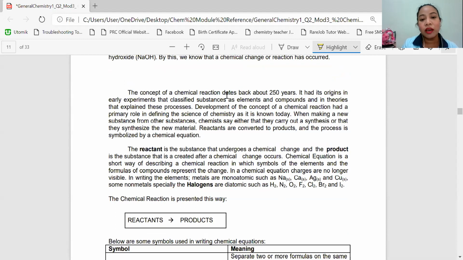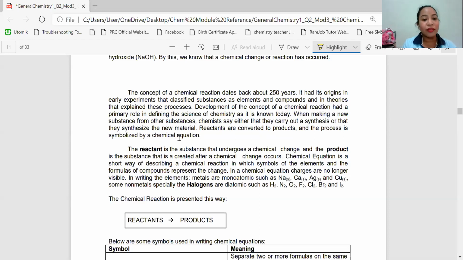Now, the concept of chemical reaction dates back 250 years ago. It had its origin in early experiments that classified substances as elements and compounds, and in theories that explain these processes. So the development of the concept of a chemical reaction had a primary role in defining the science of chemistry as it is known today. When making a new substance from other substances, chemists say either they carry out a synthesis or that they synthesize the new material.